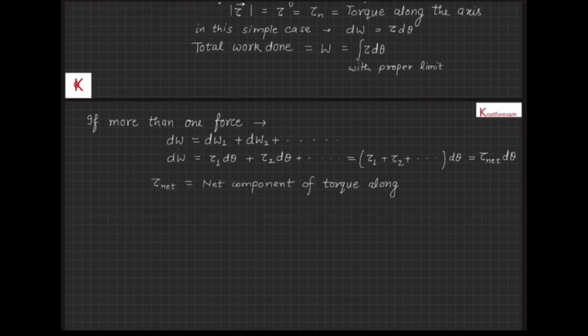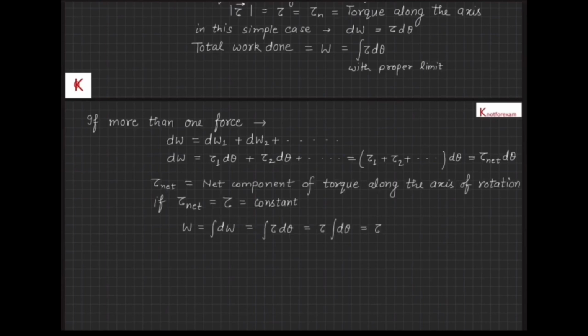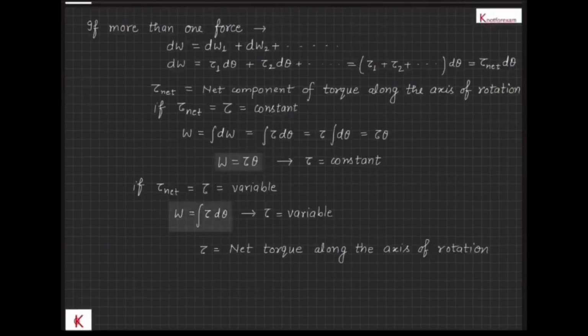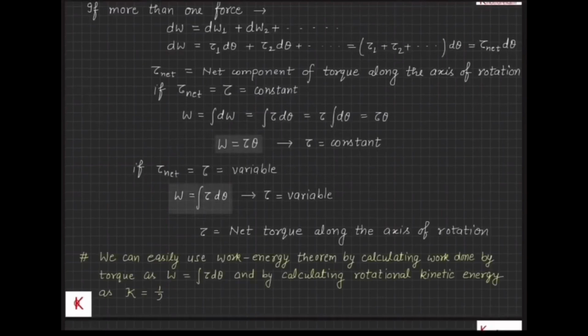If net torque tau is constant, then work done will be the integration of dW, that will be equal to tau into the integration of d theta, that will be equal to tau into theta. Therefore for constant torque tau and angular displacement theta, total work done will be equal to tau into theta. If net torque is variable, then total work will be equal to the integration of tau d theta. Now we can easily use the work energy theorem by calculating work done by torque as W equal to the integration of tau d theta, and by calculating rotational kinetic energy as K equal to half I omega square for pure rotation of a rigid body about a fixed axis.